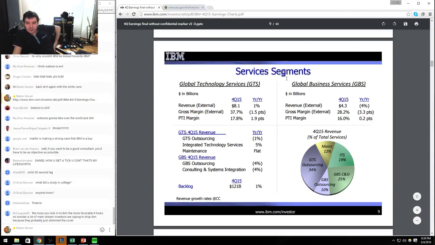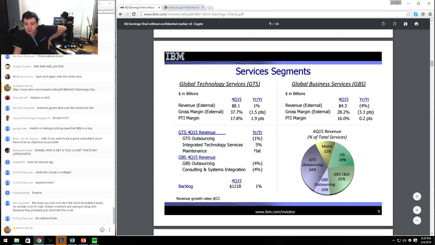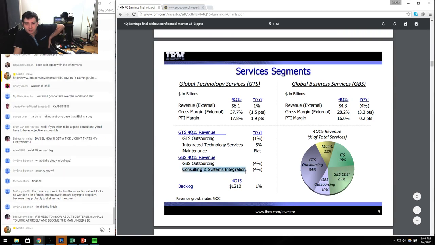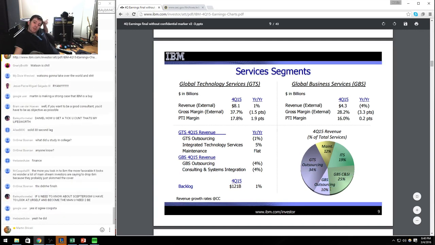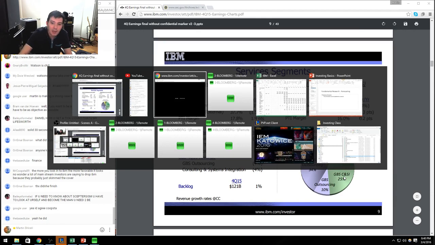It's interesting. Here's the services. They're saying, here's the breakdown of services. This is interesting. I haven't seen this before. Maintenance, ITS, Integrated Technology Services, outsourcing, and CS&I, Consulting and Systems Integration. So outsourcing, that's interesting. So it's half of consulting is outsourcing. About half, 44%, is outsourcing.